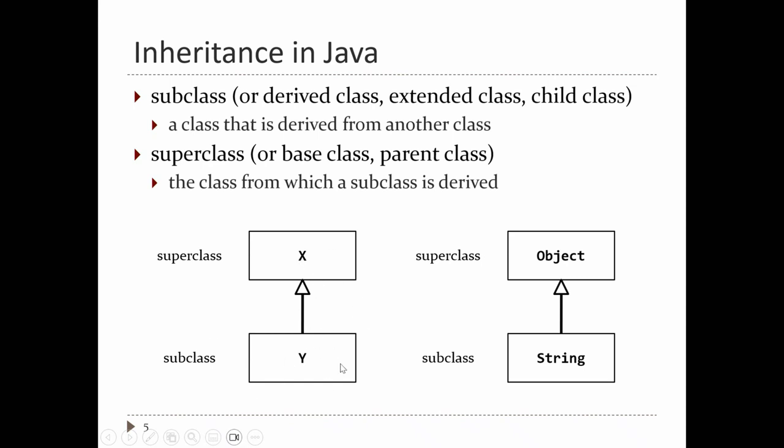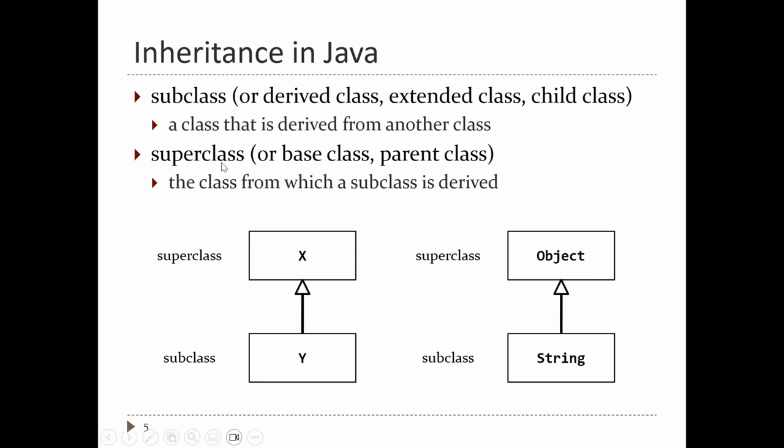If you were to draw the UML diagram that shows the inheritance relationship, you draw your two classes, X and Y, and a line connected by an open arrowhead to indicate inheritance. We say here that Y inherits from X, or Y is a subclass of X, or Y is a derived class of X, and so on.